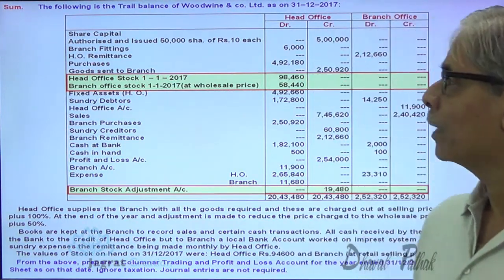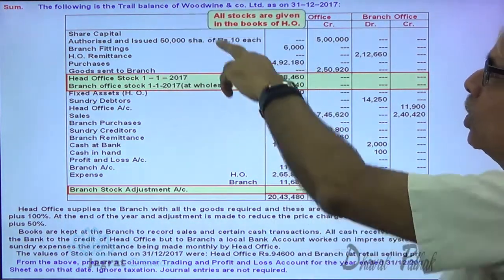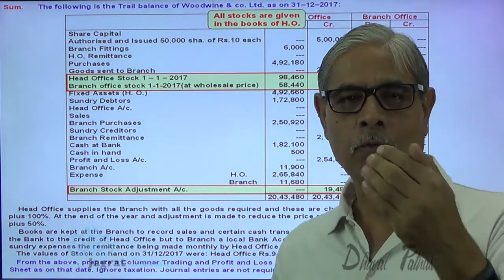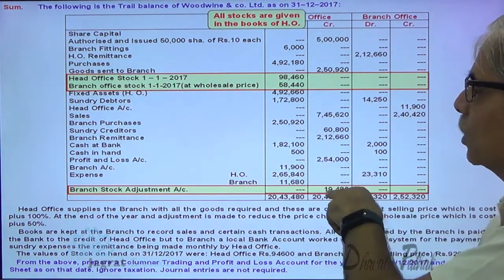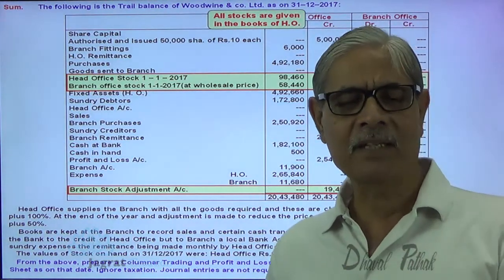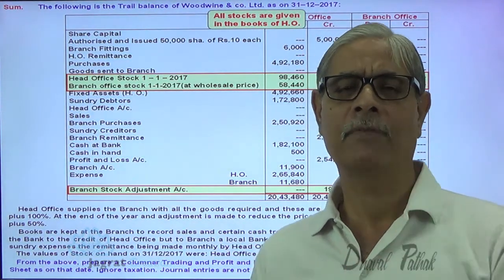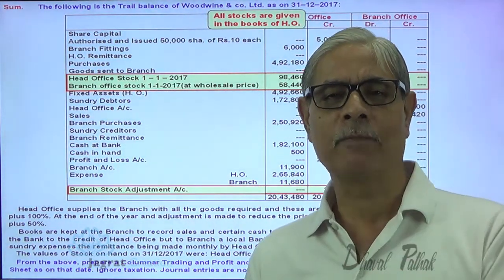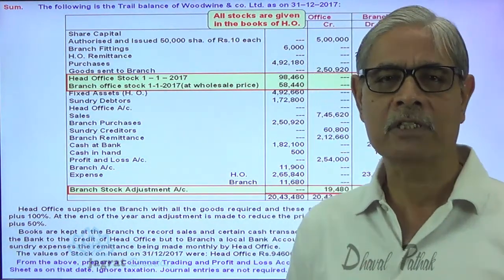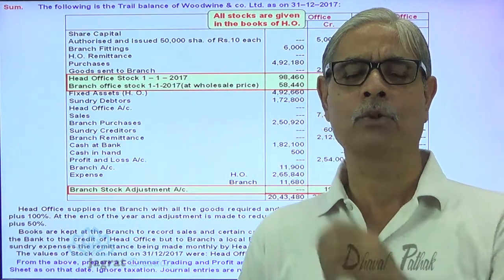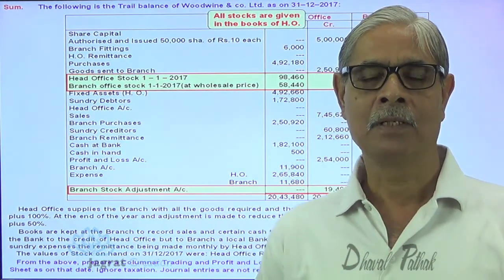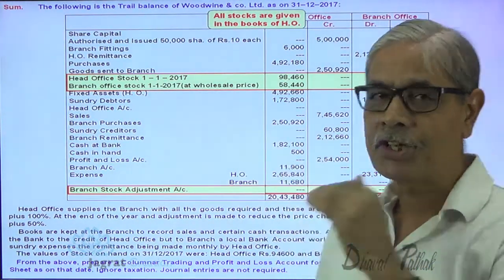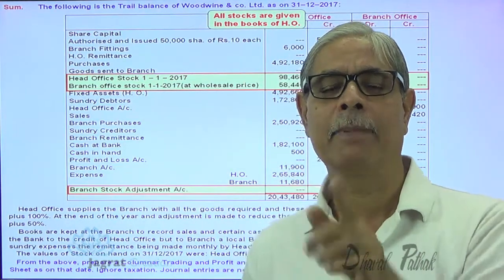Now, one more point. All stocks are given in the books of HO. The goods are given to the branch at an invoice price, so the stock reserve opening balance is also there, as I explained to you. Now, in what circumstances is the branch stock found in the books of HO? When the goods are sent to the branch, they are recorded in the books of HO just like the method that you have studied in the stock and debtor system. The transaction is not recorded in the books of the branch. When the goods are sent to the branch, it is treated as branch purchases. So branch purchase account debit to goods sent to branch account credit.